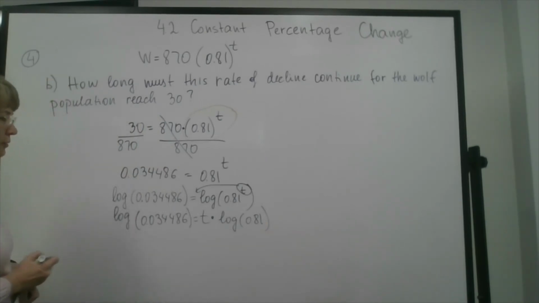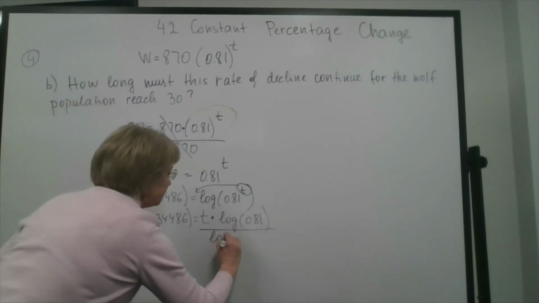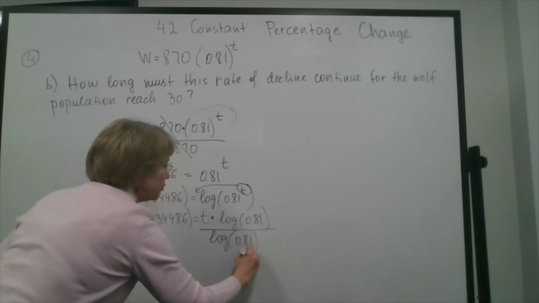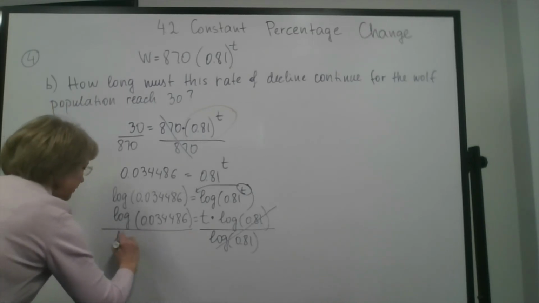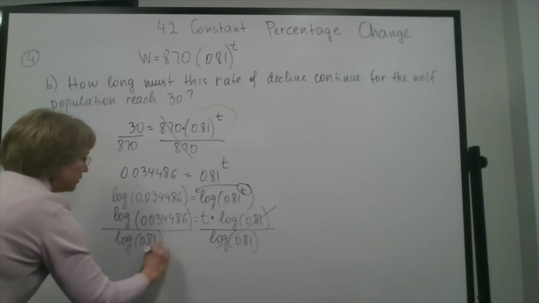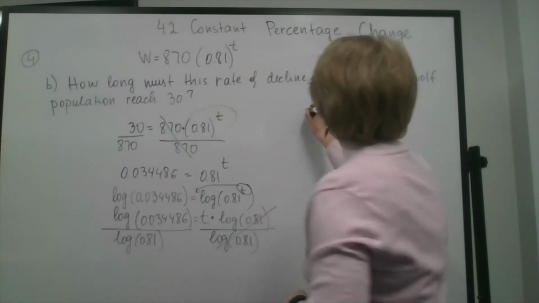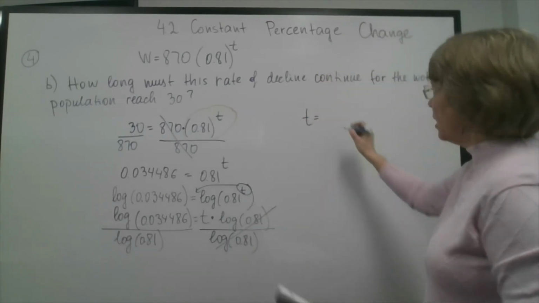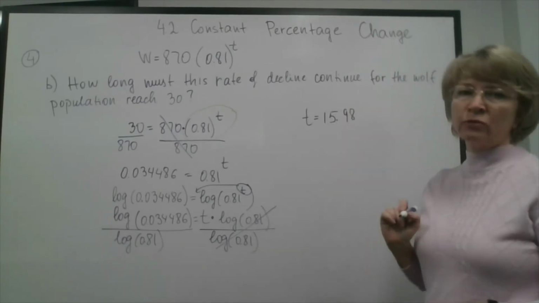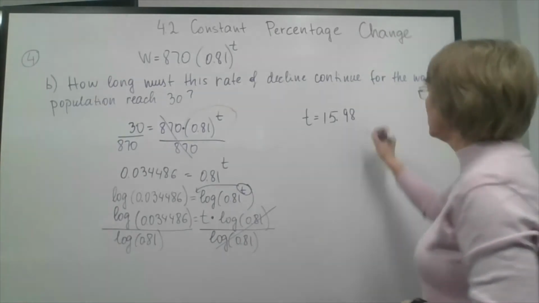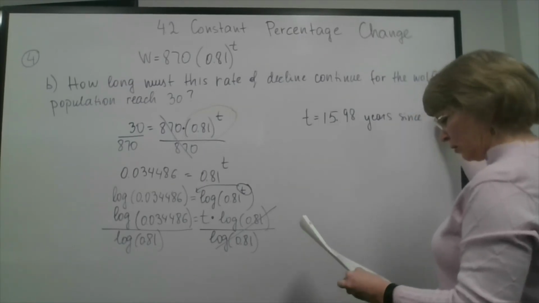What are we going to do next? We want to have t by itself. In this case, we have to divide both sides by the logarithm of 0.81, so this will cancel out. And we have to divide by the logarithm of 0.81 on this side. Now we can type everything on the calculator, and our answer will be 15.98. You have to round your answer to 2 decimal places, years since 2009.